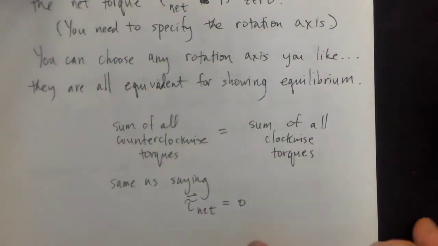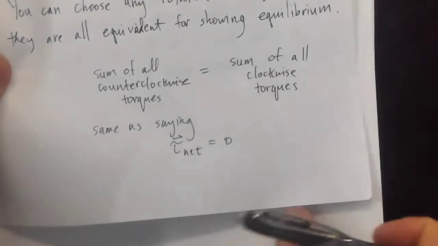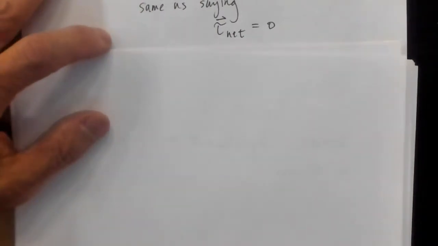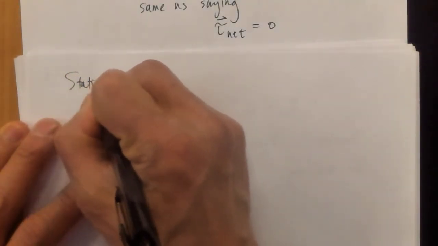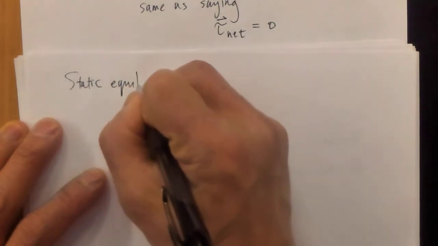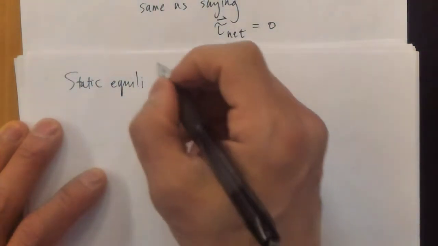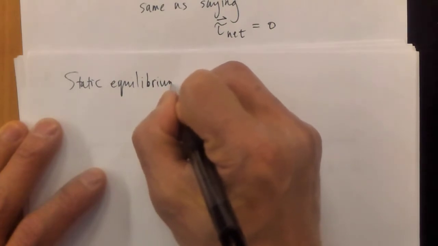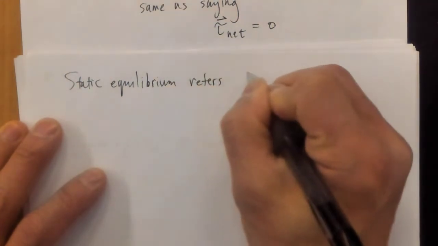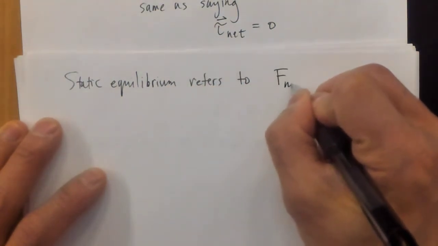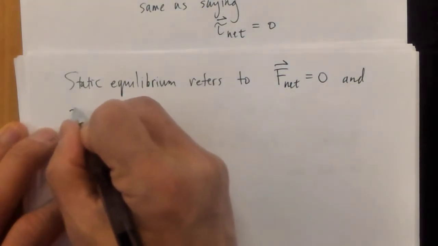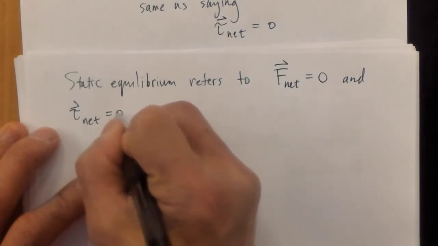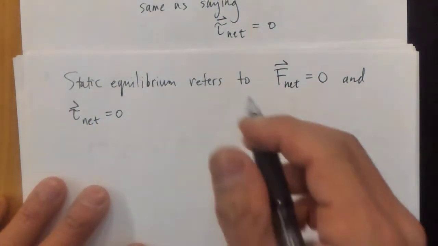Okay, I mentioned this word static equilibrium, so let me tell you what it means. We talked about equilibrium, but the thing we will actually talk about, if I'm being precise, static equilibrium, refers to what I just said, that the net force is equal to zero, and the net torque is equal to zero, and nothing is moving or rotating.